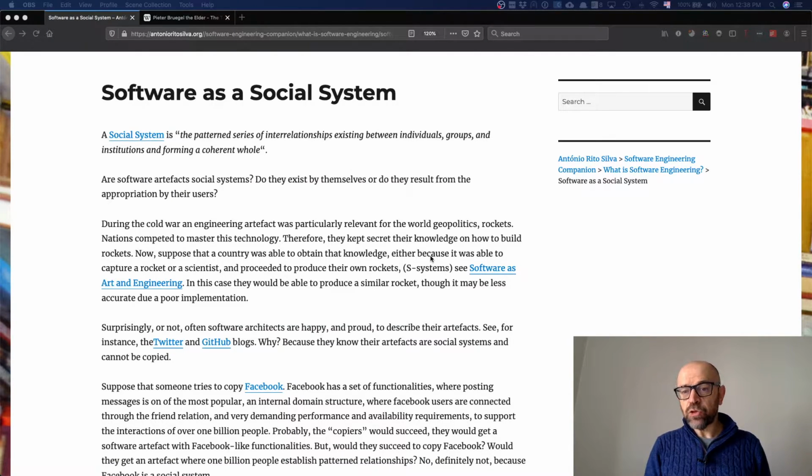So actually, software is a social system because software is not just the product by itself, but a lot is in the way it is used. Usually this is called the affordances. It is how people adapt their life and their behavior by using the system, and that changes the system.